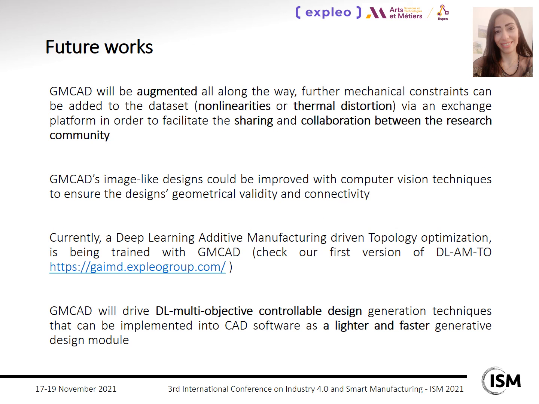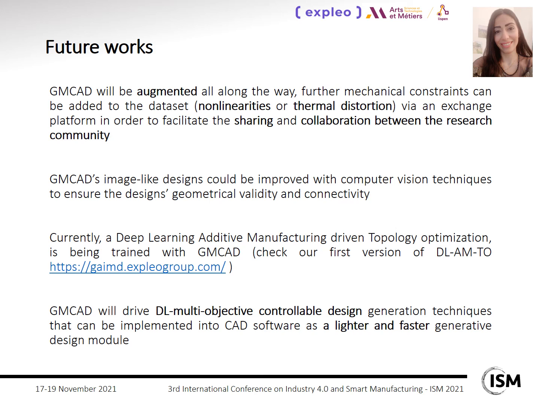In the future, GMCAD will be augmented all along the way. There is a platform that is currently in progress in order to facilitate the sharing and the collaboration between the research community. Additional variables can be added, like mechanical constraints such as nonlinearities, thermal distortion, etc. Also, the GMCAD image-like designs could be further improved with computer vision techniques and filtering techniques in order to ensure that they are geometrically valid and that the connectivity is ensured.